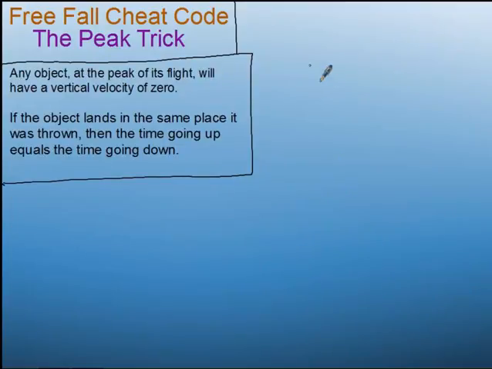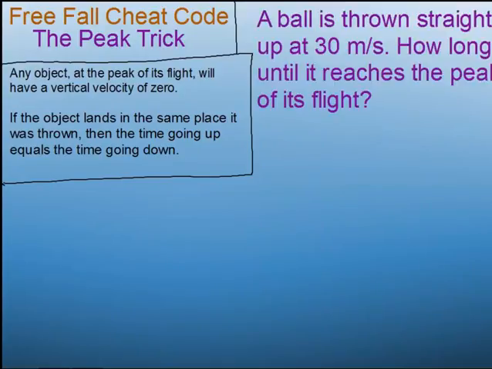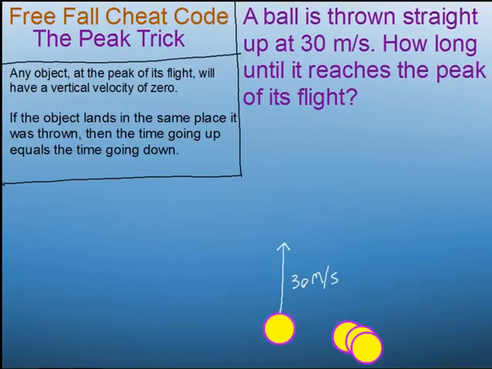So what I'm going to do next is just rapid fire some problems for you to show you just how fast and awesome this cheat code is for some of these problems. So the first sample question is, a ball is thrown straight up at 30 meters per second. How long until it reaches the peak of its flight? So if I draw the ball's condition at the first second, right when it gets thrown, it's going upward at 30 meters per second.